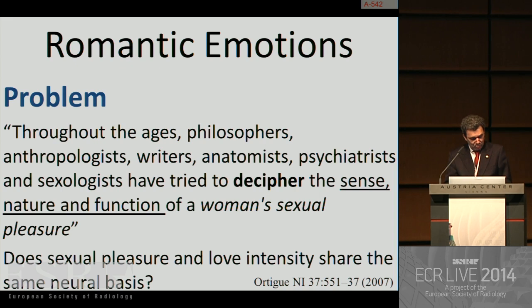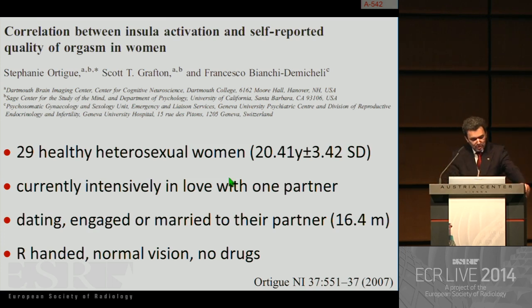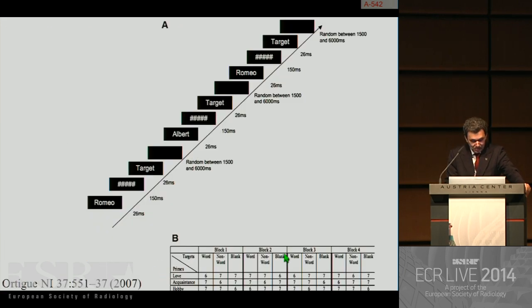So the question that she puts is, does sexual pleasure and love intensity share the same neural basis? Looking at that, she studied 29 heterosexual women intensively in love with one partner, dating, engaged, or married to their partner for a mean of 16 months, right-handed, normal vision, no drugs. She made a functional imaging study and presented the target, which is the person they are dating or are with, and other pictures and some nonsense pictures, and presented them in the fMRI.